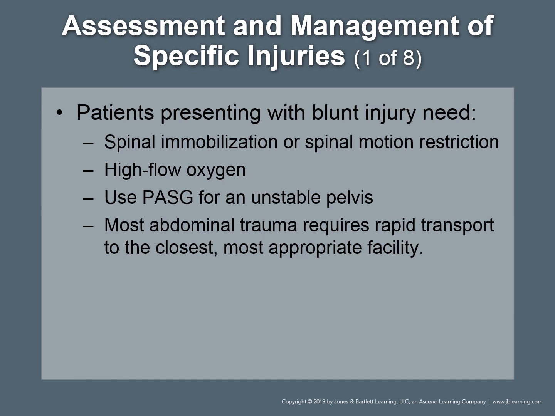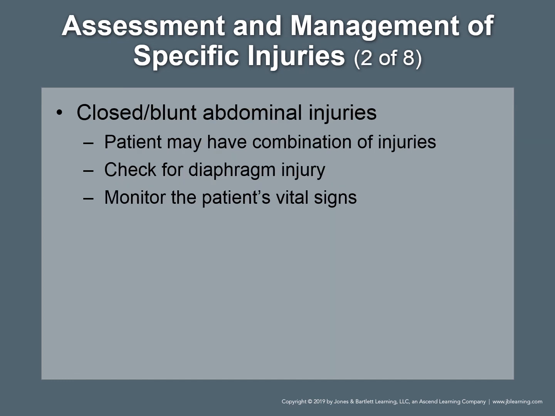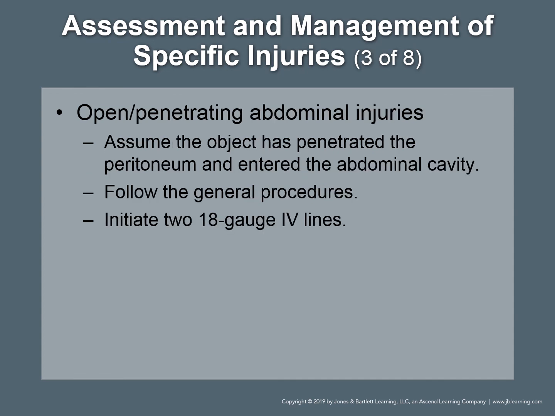Spinal immobilization if needed. These patients always get high flow oxygen because of the risk of bleeding. Use your MAST trousers to stabilize the pelvis if you need to. Most abdominal trauma requires rapid transport to the most appropriate facility, which is probably going to be a facility with a surgeon. Patients may have a combination of injuries. Check for diaphragmatic injury. Monitor the patient's vital signs.